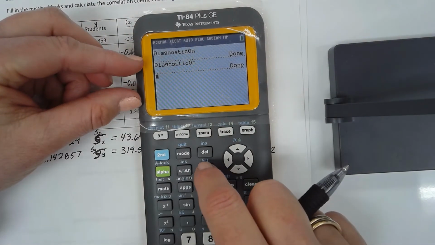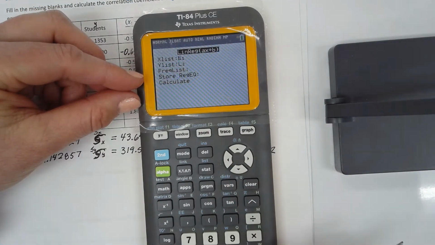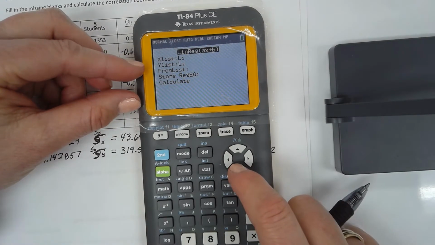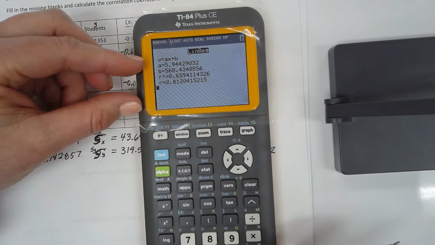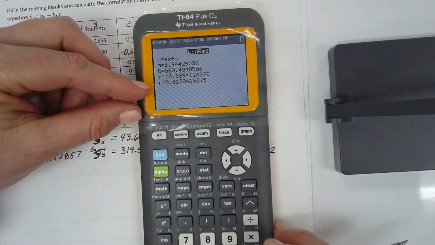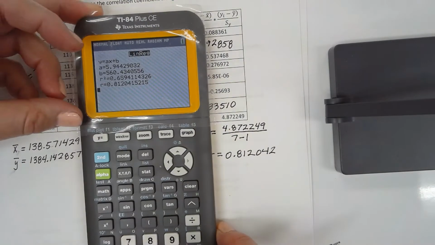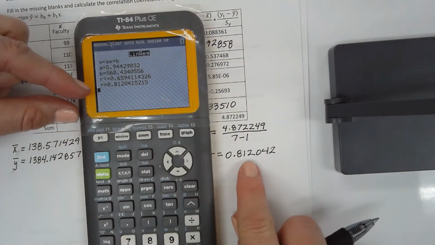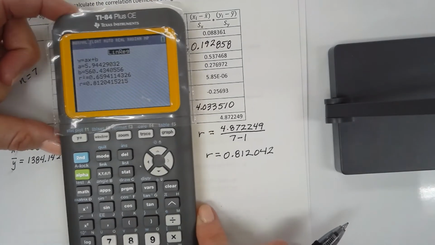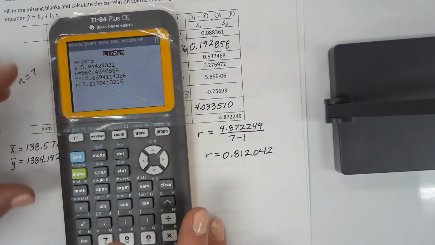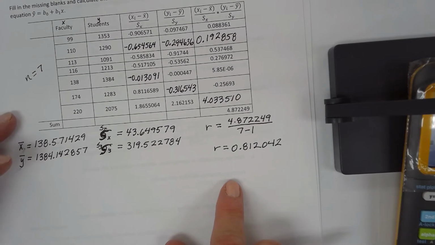And then you do again stat calc number 4, LinReg ax plus b, list 1 for the x's, list 2 for the y's, and calculate. Okay, so that gives me the r squared, the a, and the b. Okay, so the r is 0.812042. Okay, so it's the same thing as we got using this table. All right? Any questions on how to find r?